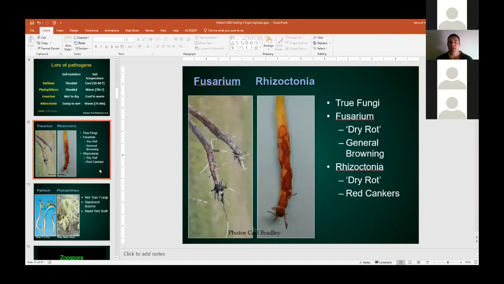Fusarium and Rhizoctonia are in an entirely different group. They're the true fungi, and the lesions look a little bit different. Sometimes they're reddish. They kind of look like a dry rot. And these would be fungi, same as bread mold, or same as many of the other things that we see. And it's notable here that Fusarium, the genus Fusarium, is really huge.